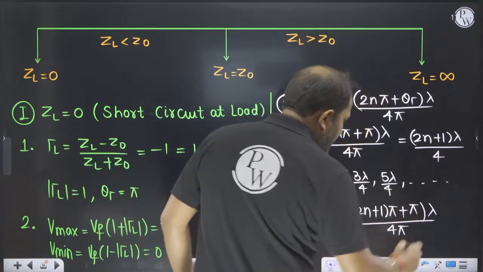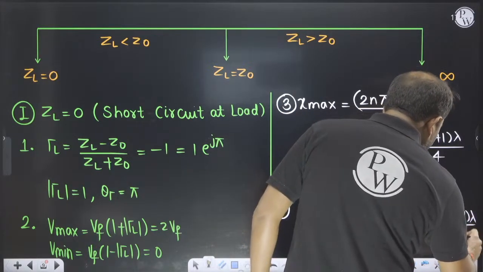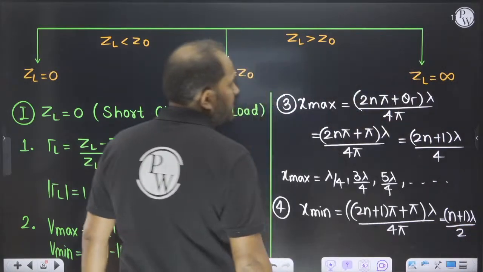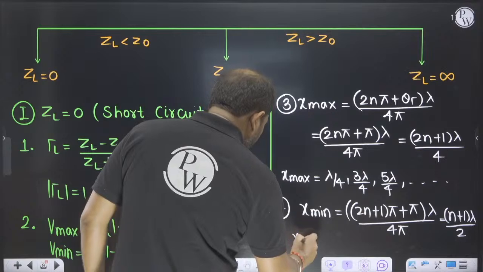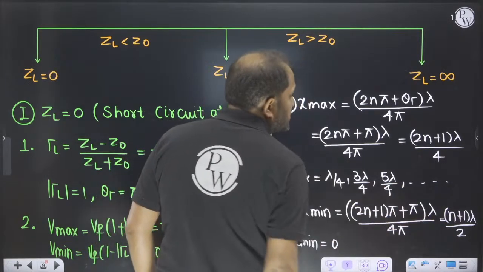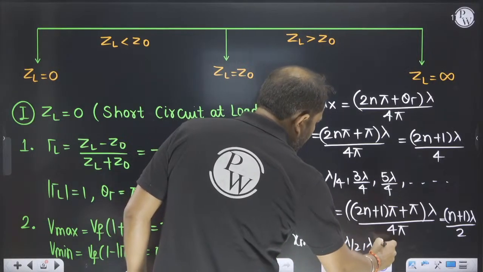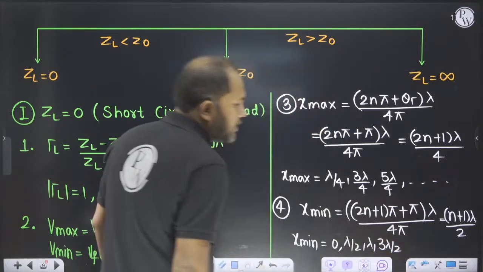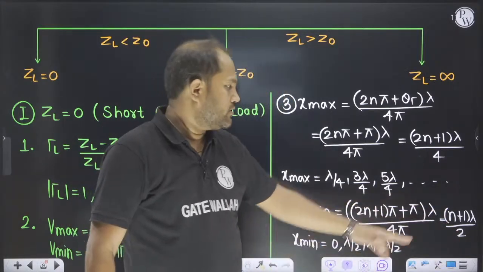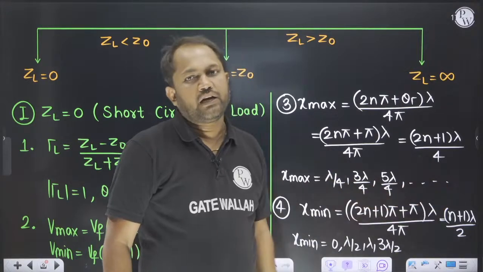So it will be n plus 1 lambda divided by 4, 2. N plus 1 lambda divided by 2. So minimum value of X is 0. When n is -1, it will be 0, lambda by 2, lambda, 3 lambda by 2. So the minimum value of positive X is 0. So first one is 0, lambda by 2, lambda, 3 lambda by 2.